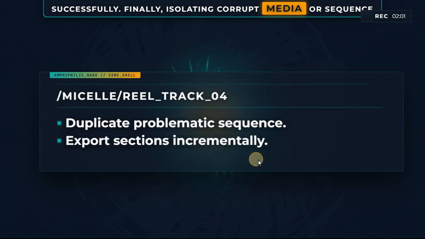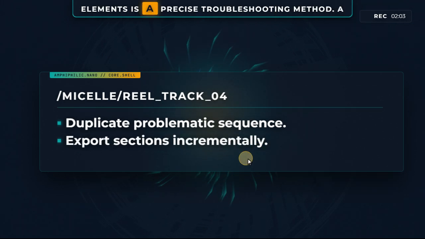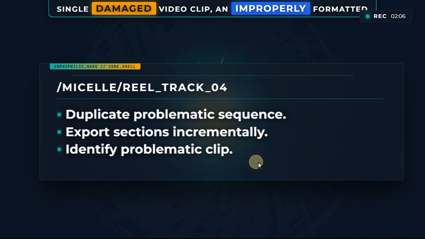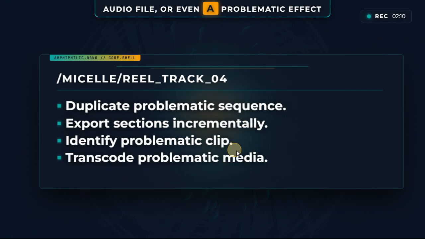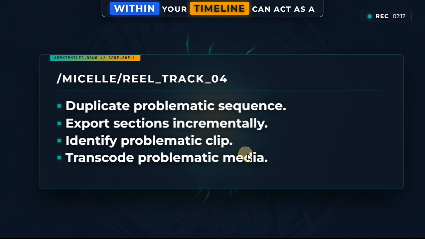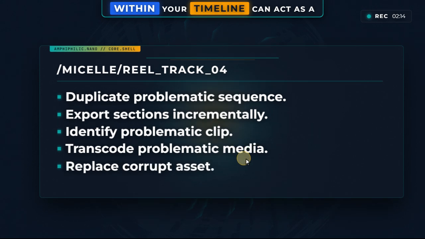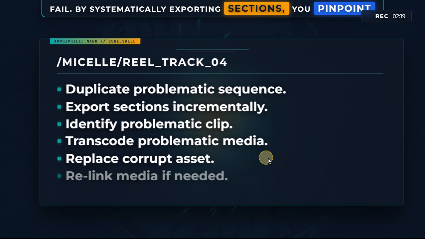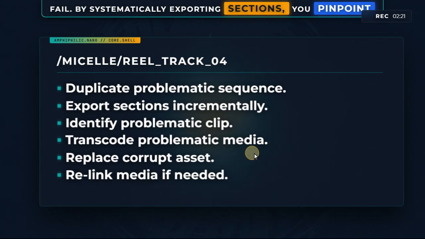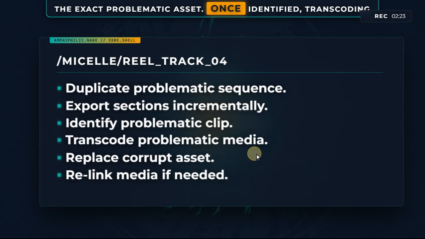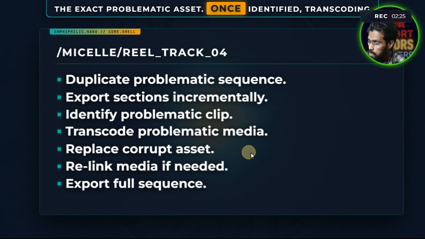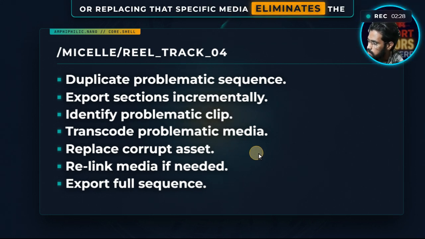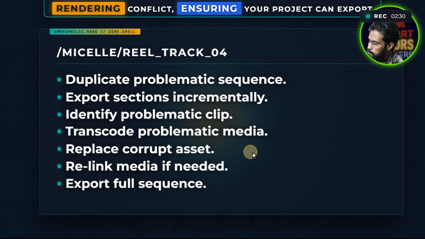Finally, isolating corrupt media or sequence elements is a precise troubleshooting method. A single damaged video clip, an improperly formatted audio file, or even a problematic effect within your timeline can act as a poison pill, causing the entire export to fail. By systematically exporting sections, you pinpoint the exact problematic asset. Once identified, transcoding or replacing that specific media eliminates the rendering conflict, ensuring your project can export without interruption.